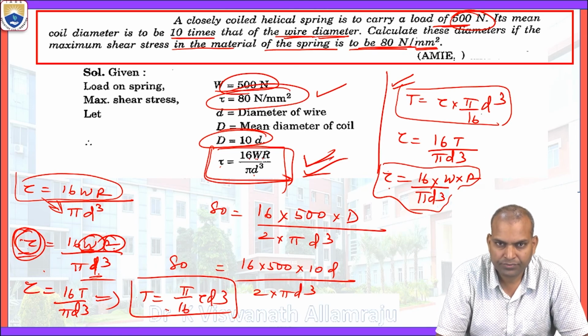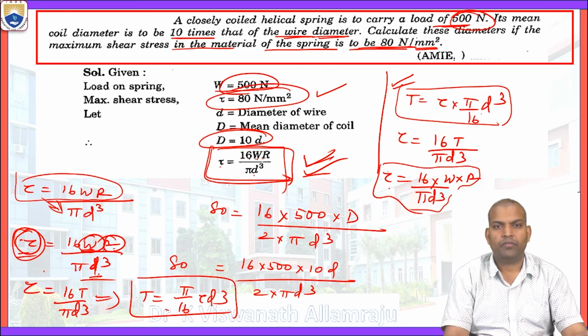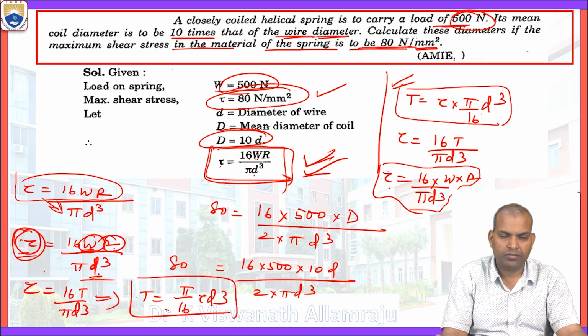So in this session we discussed what the types of springs are and the importance of springs. There are two types of springs: one is the leaf or laminated spring, and the other is the coiled spring. Again, coiled springs are of two types: closely coiled and open coiled helical springs. Here we discussed only closely coiled helical springs.